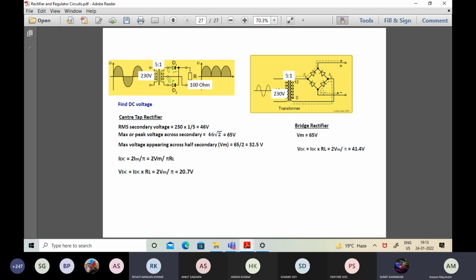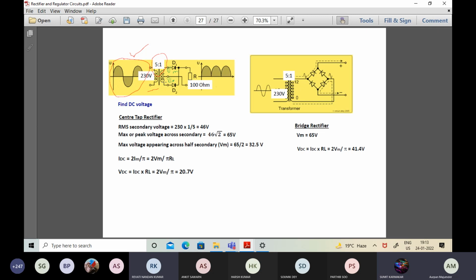You can find out what the problem is. You have an AC input of 230 volts RMS, which is fed at the input end of a transformer. This transformer has a 5:1 ratio. So at the secondary end, the voltage that gets developed should be 1 by 5 times 230 volts. So the secondary RMS voltage should be 1 by 5 into 230.